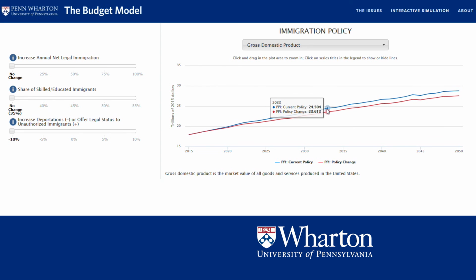You can see by 2035, close to a $1 trillion reduction in GDP. And so, both these policies have been kind of advocated on both sides as saying that they're going to increase the number of jobs or increase GDP. In fact, neither policy works in the way that it's often been presented.